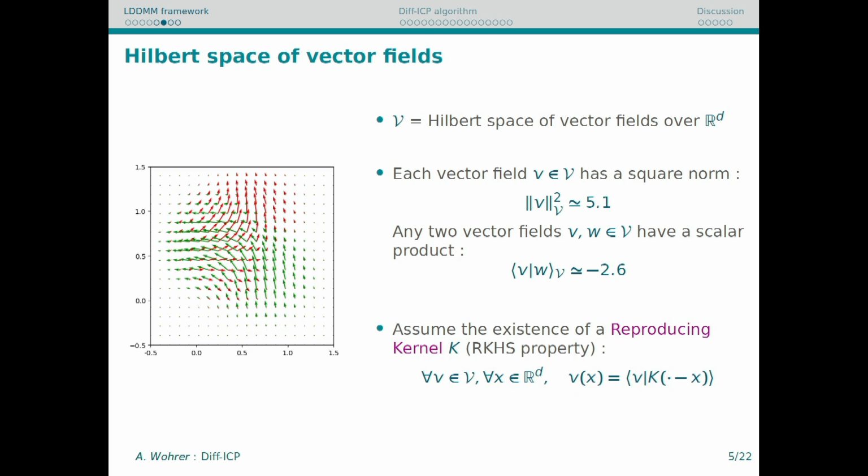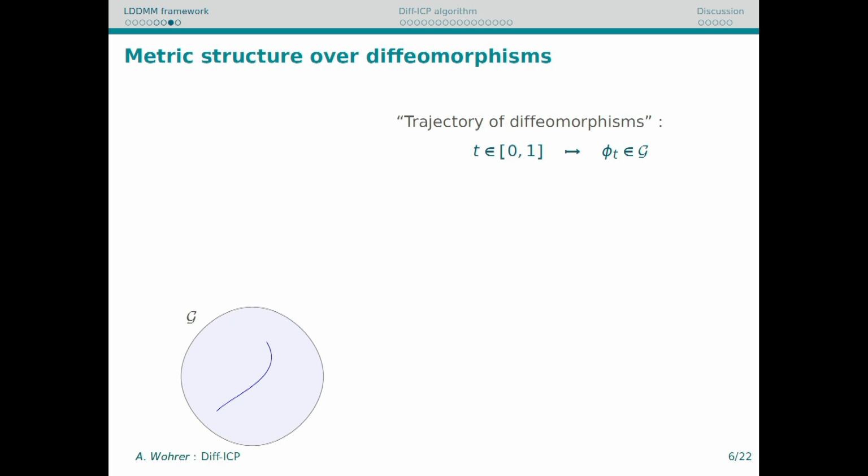And there's a technical detail that either you know what it means and you will understand that part, or you don't know what it means and I can't explain it in 15 minutes, but it should be a reproducing kernel Hilbert space. So basically, you must have some function k that has the property that it reproduces the pointwise evaluations on your vector fields. That will come in the technical part, but I won't talk a lot about it. And once you have that, you can define a metric structure over your diffeomorphisms.